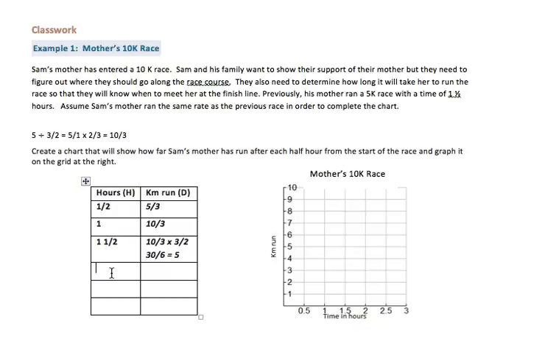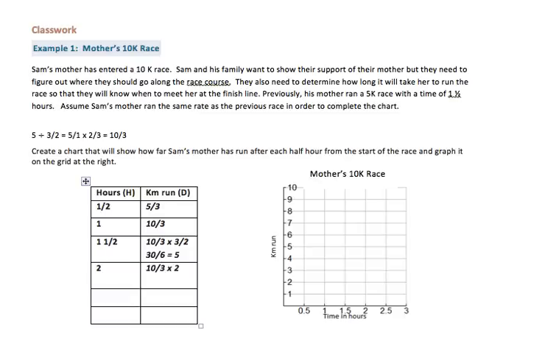At the 2 hour mark, she would be at 10/3 times 2, which is 20/3, and simplified, that would be 6 2/3. 6 2/3 kilometers.